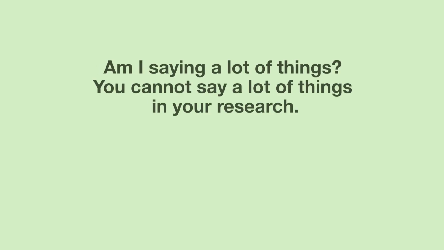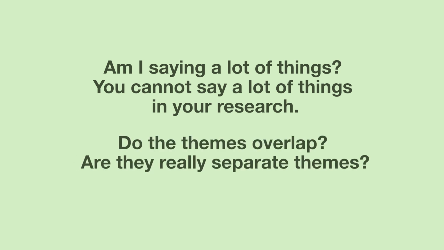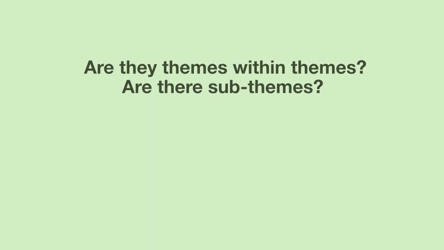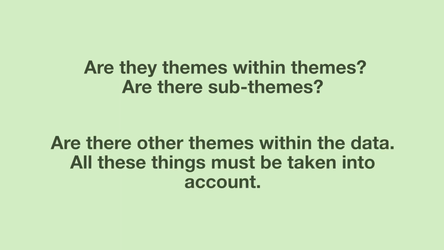So this is the step where you go back to reviewing your themes. Am I trying to fit too much into a theme? Am I trying to say a lot of things, right? You cannot say a lot of things in your research. If the themes overlap, are they really separate themes? Are there themes within themes? Are there sub-themes which you should take note of? Are there other themes within the data? All of this needs to be taken into account once more. This is where basically you define your themes. After all of that, you have concrete themes, concrete patterns which you have noticed in your data.